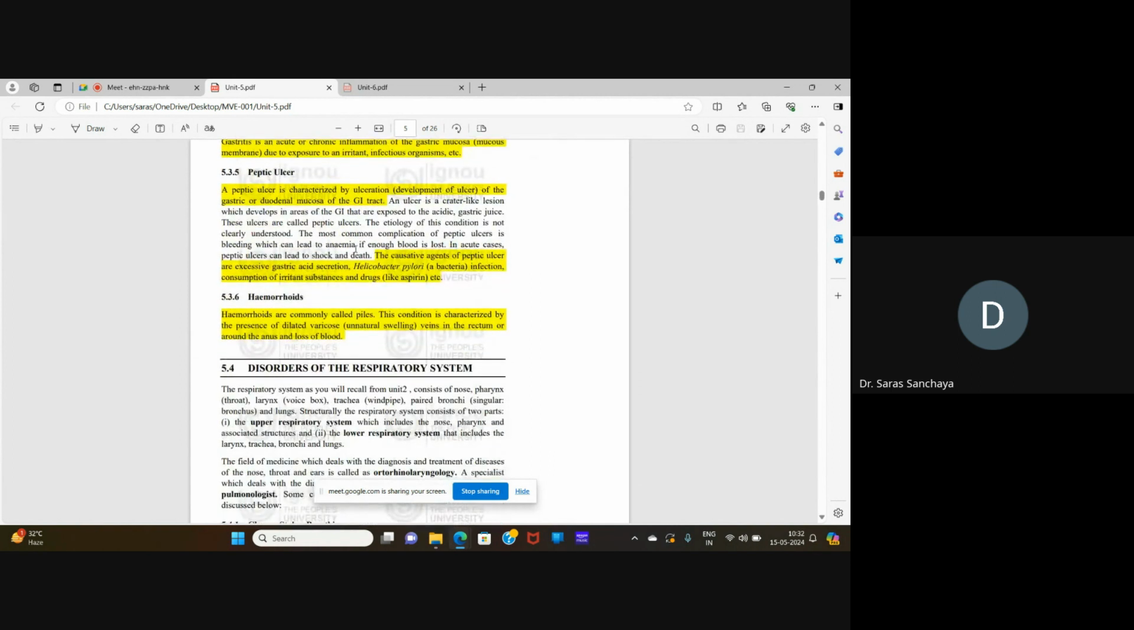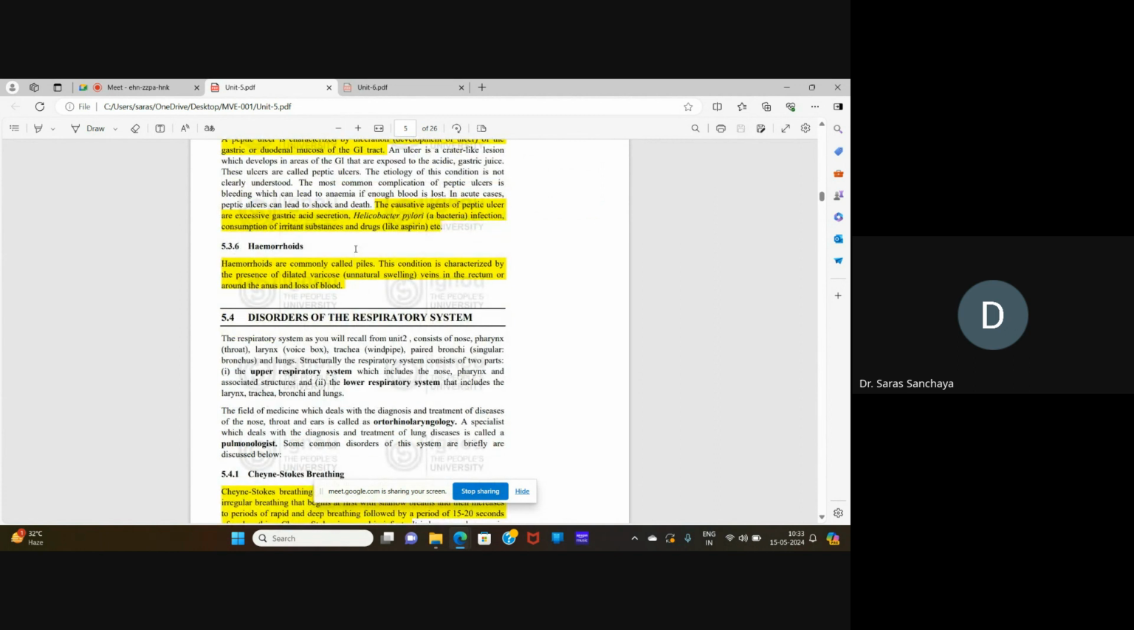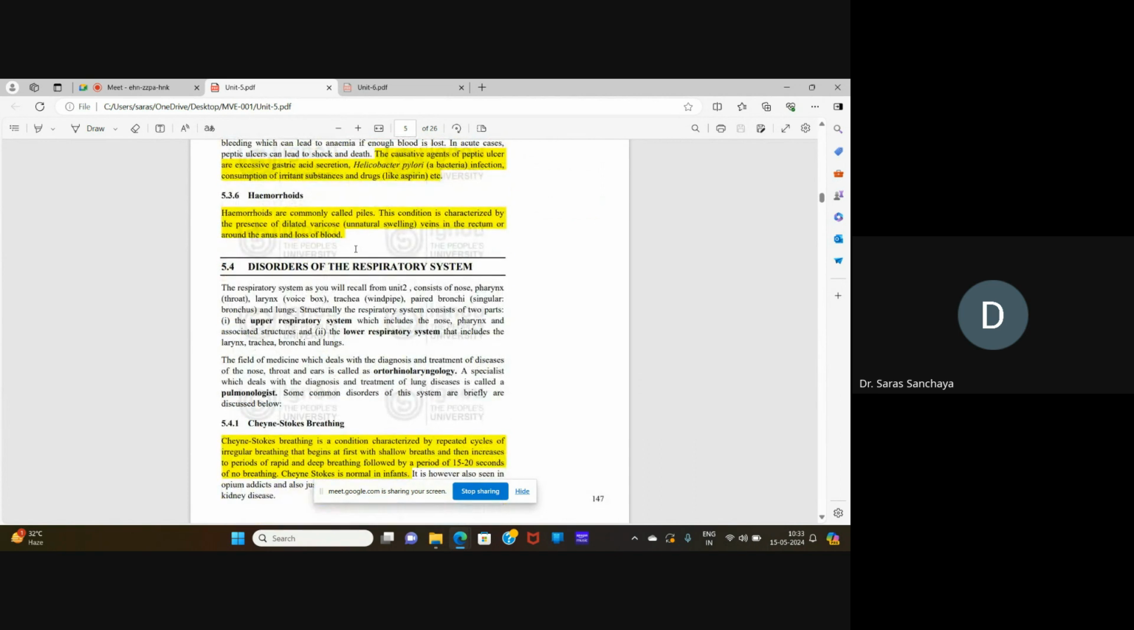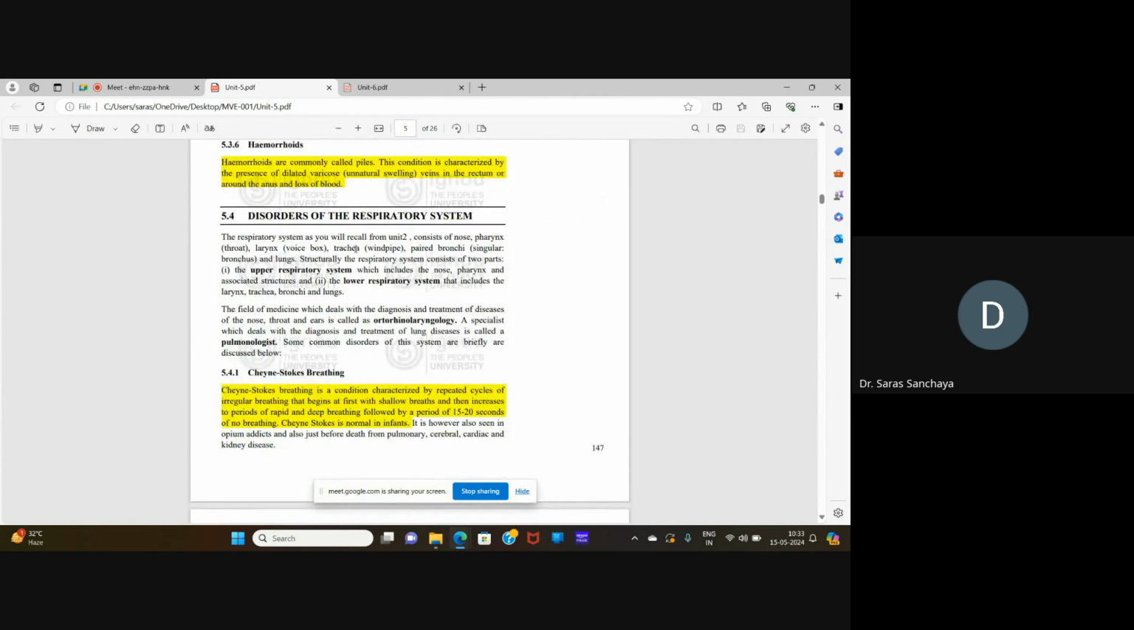Hemorrhoids. Hemorrhoids are commonly called piles. This condition is characterized by presence of dilated varicose veins in the rectum or around the anus and loss of blood. Now we come to disorders of respiratory system. It can be upper respiratory system or lower respiratory system.